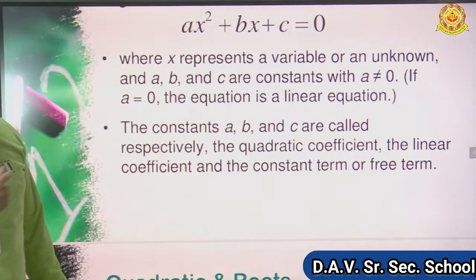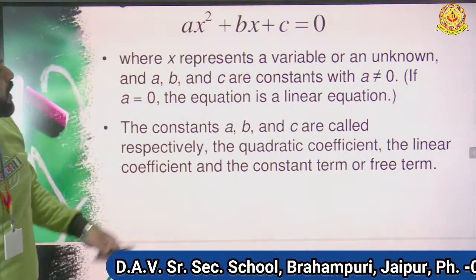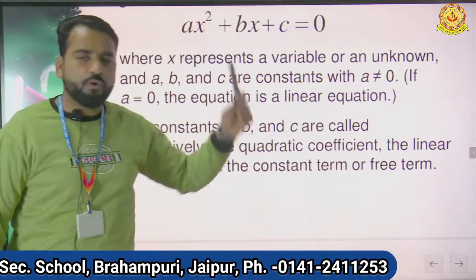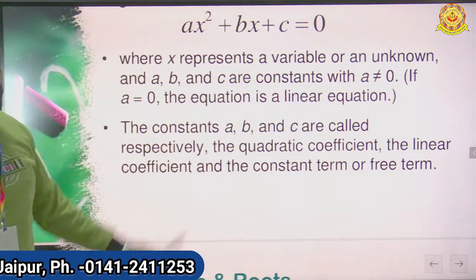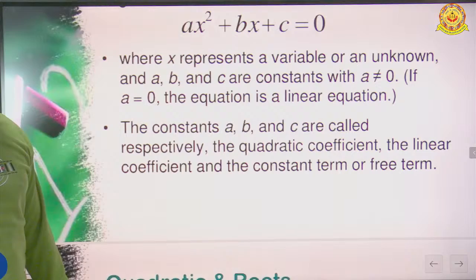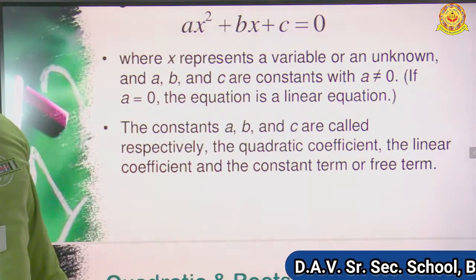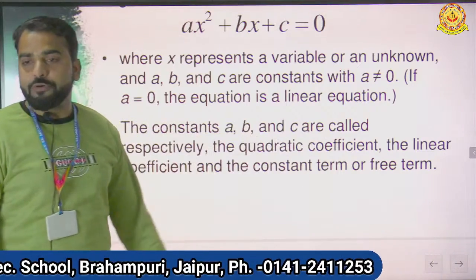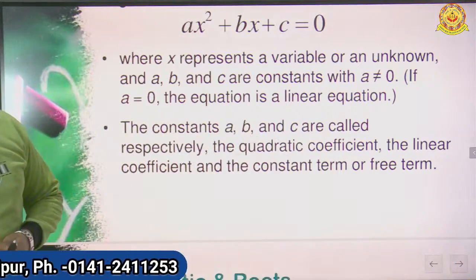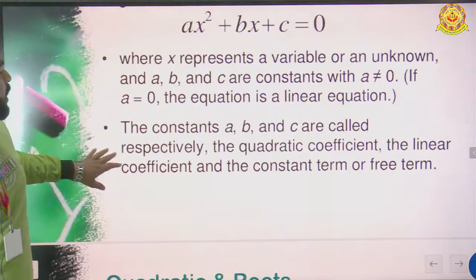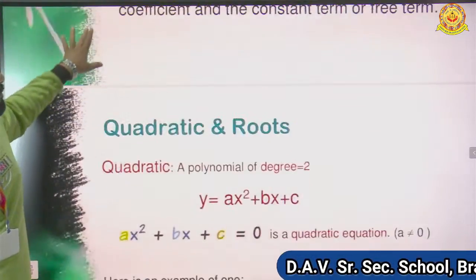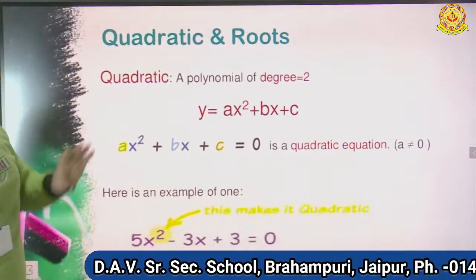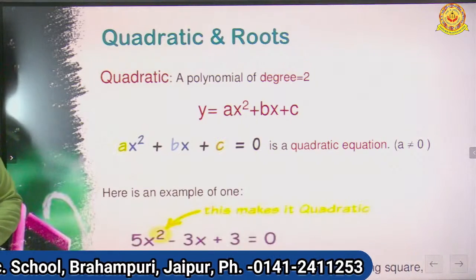a is the quadratic coefficient because a is the multiple of x², the quadratic term. The linear coefficient is b because it is multiplied with x. So b is the linear coefficient, and we know that the constant term is c, or we can call it the free term also. Right?